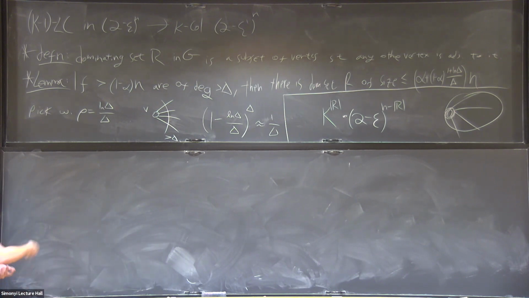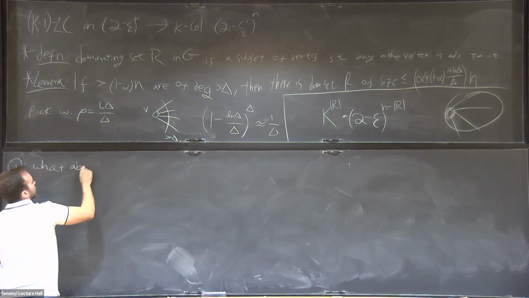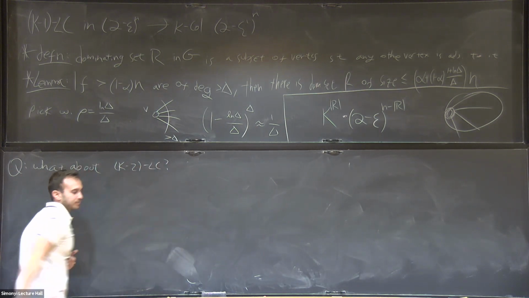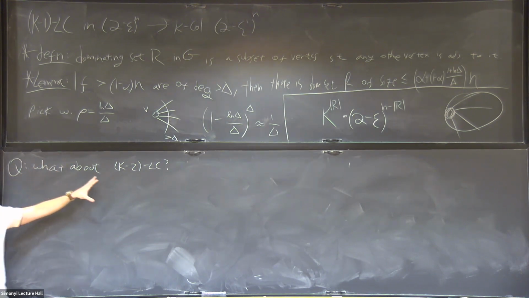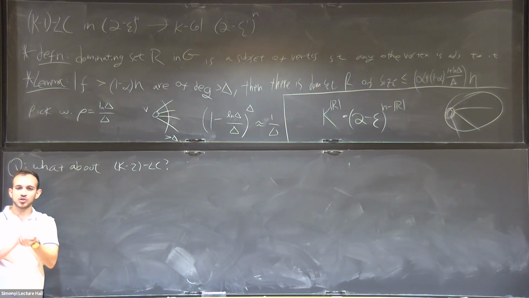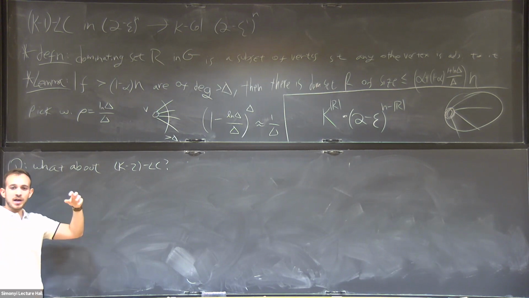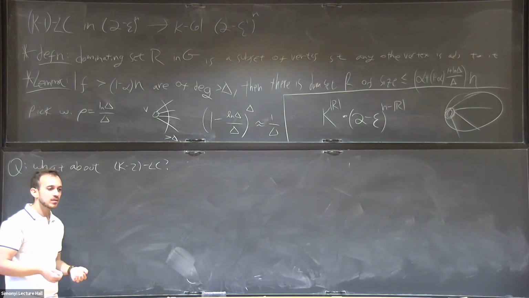Okay, so question. What about the K minus 2 list color? Okay, so what is the problem? It is true that by using a very similar statement to what we just said, I can easily find a small super dominating set, right? I can find a small set that hits 100 neighbors of almost every other vertex, by using exactly the same statement.